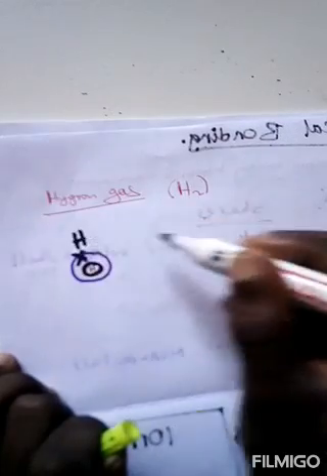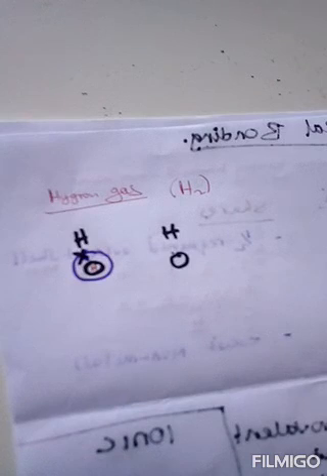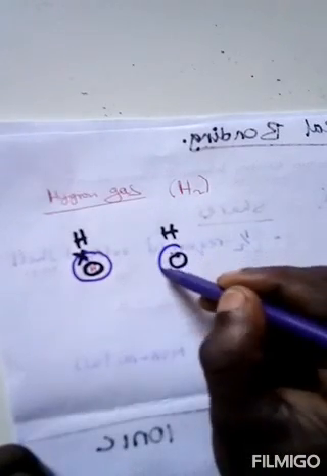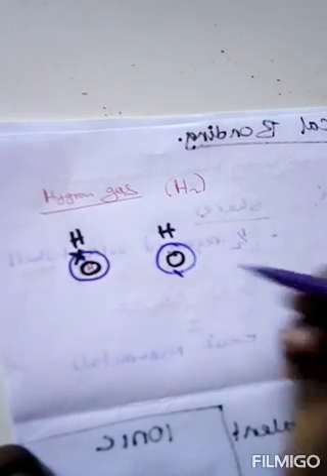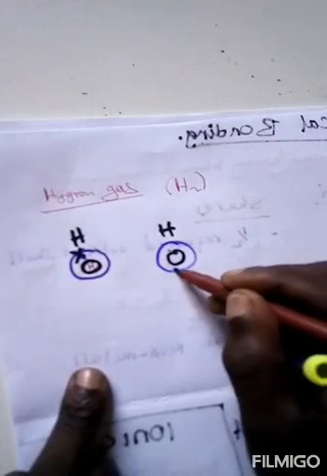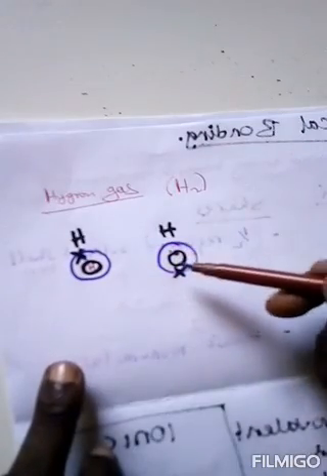One hydrogen atom, and we have also another hydrogen atom here. So it will have a nucleus. Then this nucleus will be surrounded by a shell. This shell contains one electron. Let me represent the electron for the other hydrogen in this color. So you see, you have these two hydrogen atoms.